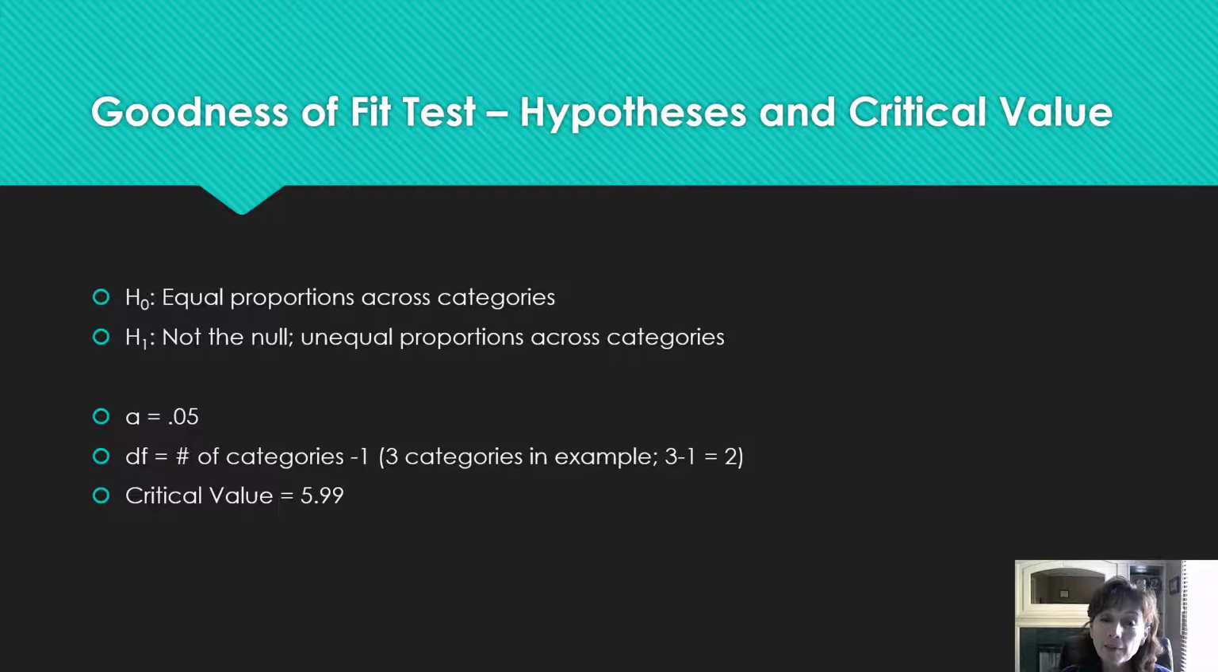One thing that's nice about chi-square, you should never get a negative value. So we don't have to worry about two-tail tests versus one-tail tests. We only have to be concerned with positive numbers here. So if you get a negative number for chi-square, something's gone wrong in your calculations.